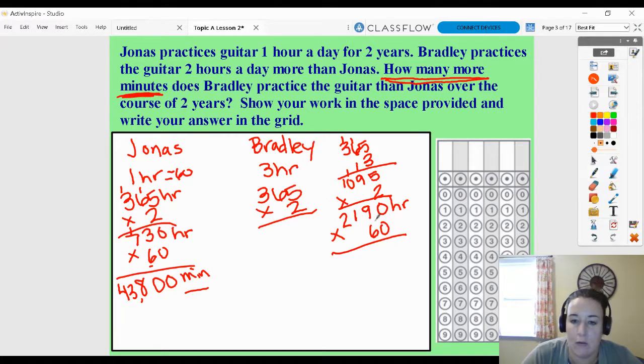So again, 0, 0, 0, 0. So we're going to skip that first step, that 0. We're going to put our placeholder 0 because we're multiplying by the tens. So we have 6 times 0, which is 0. 9 times 6, which is 54. 1 times 6 plus 1 more, or plus 5 more, I'm sorry, is 11. And then 2 times 6 is 12, plus 1 more, 13. So he is practicing 131,400 minutes. But the question is, how many more minutes did he practice?